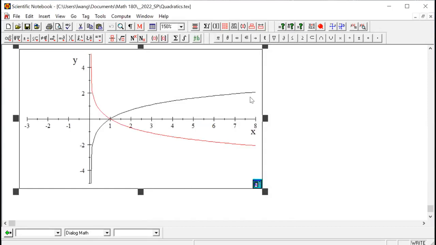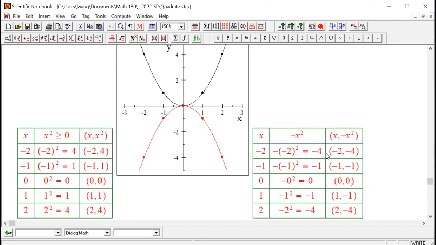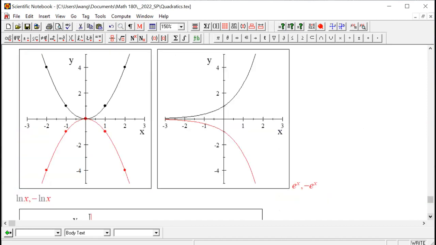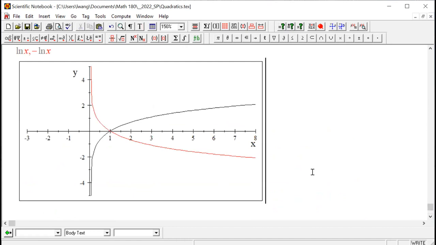Okay, this black one is ln x, and this is negative ln x. The negative flipped up, positive flipped down. So this phenomenon is not unique just to x squared or negative x squared. This phenomenon is very, very common. So let's look at another function.